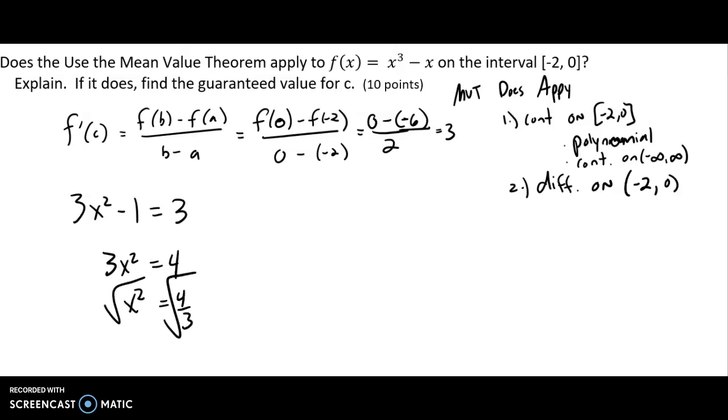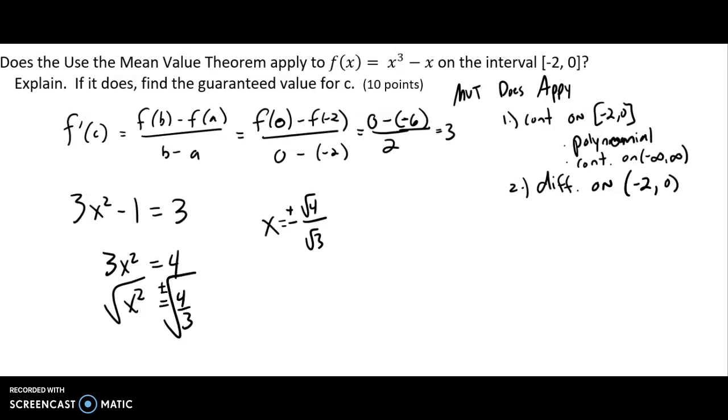Now, don't forget, I see this mistake. Don't forget your plus or minus, right? When x squared equals a positive value, then x is the plus or minus of the root of that positive value. So here's where I have, for these x values, a slope occurring that's equal to 3, which is the same as the line that goes through the endpoints in the secant line.